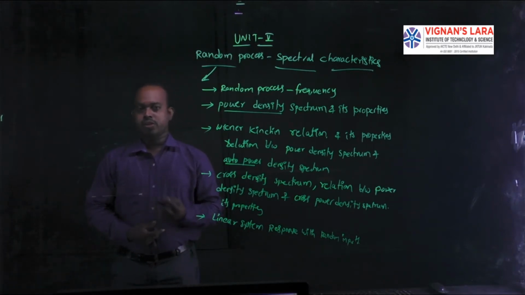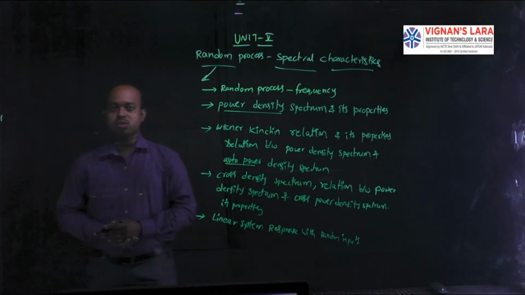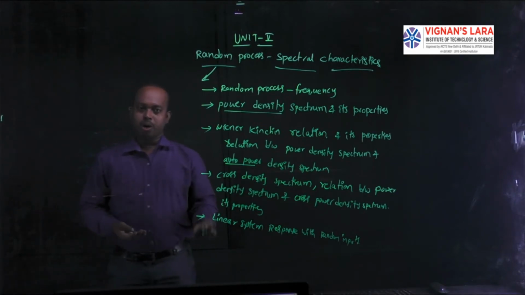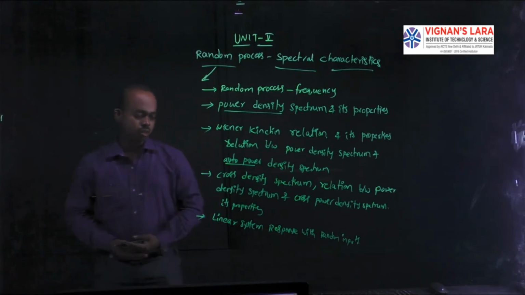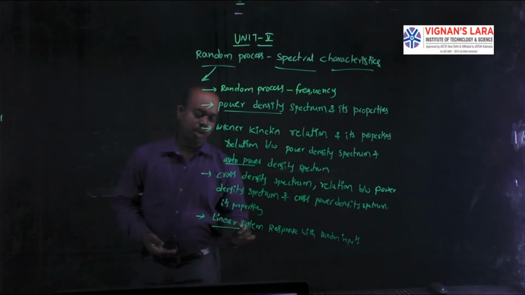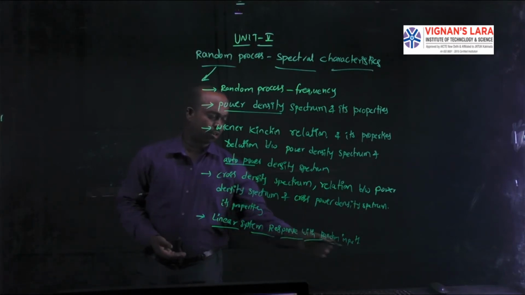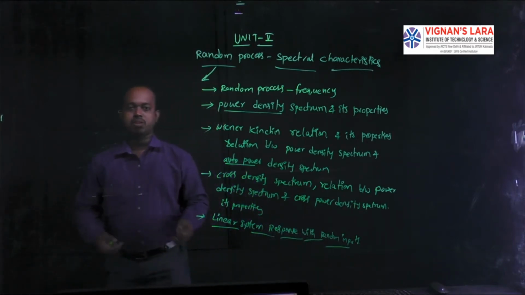Then we also discuss the classification of the systems in a random process. Here we classify those systems as low pass, high pass, band pass, narrow band and band stop. This classification we discuss in this part. This is the structure of the fifth unit, the complete structure, and I will go through some example problems in this unit.